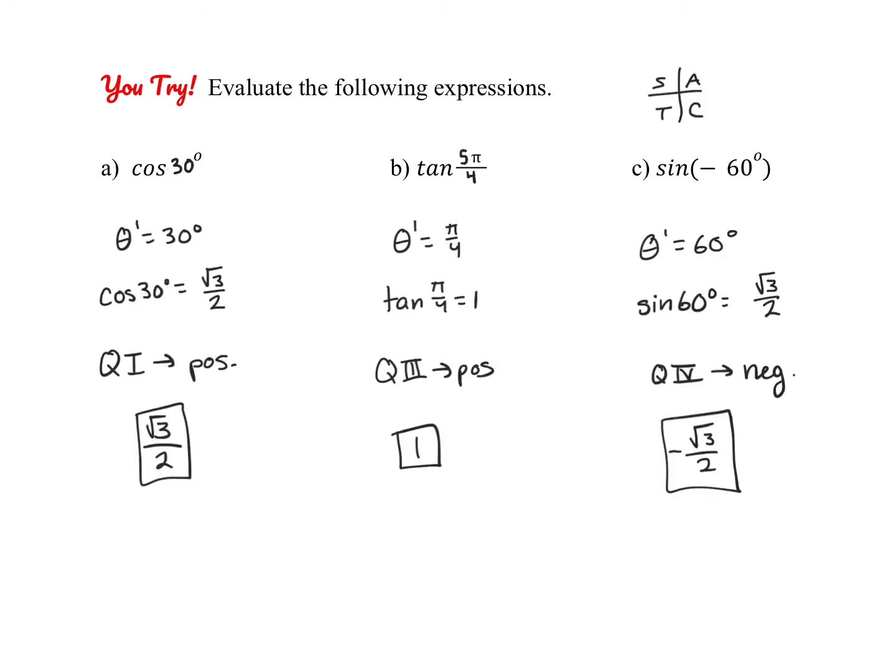All right, go ahead and check here. So check your reference angle. In this case, the reference angle is 30, and the cosine of 30 degrees is root 3 over 2, and it's positive in quadrant 1. Here our reference angle was pi over 4. The tangent of pi over 4 is 1, and in quadrant 3, tangent is positive. And last here, our reference angle is positive 60 degrees. The sine of 60 degrees is root 3 over 2. And in quadrant 4, sine is negative.